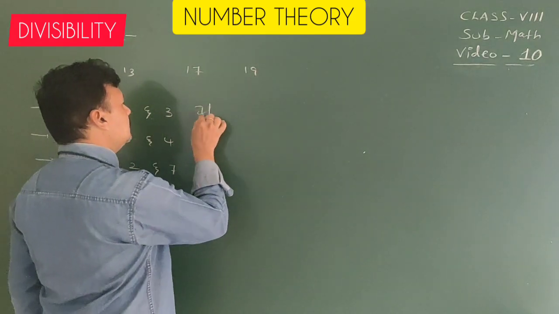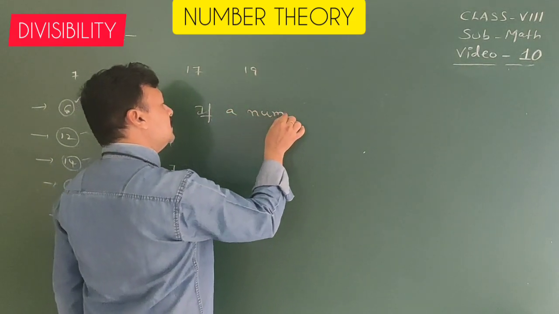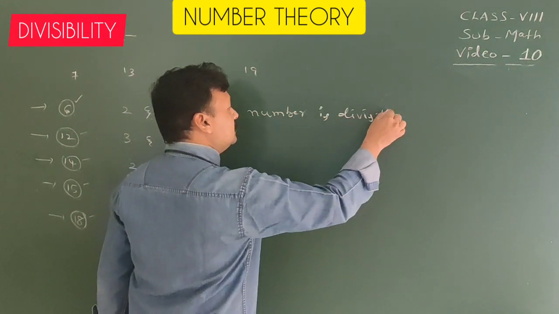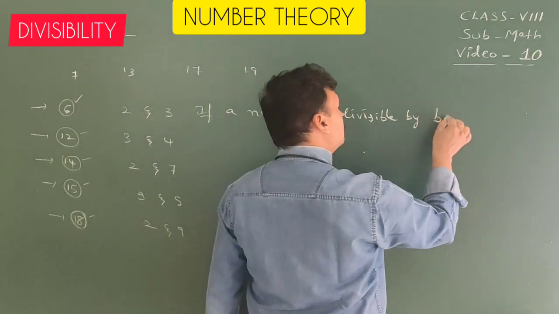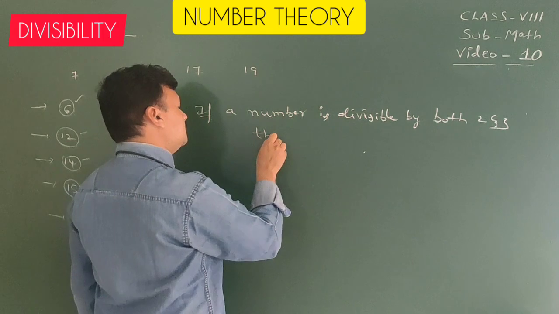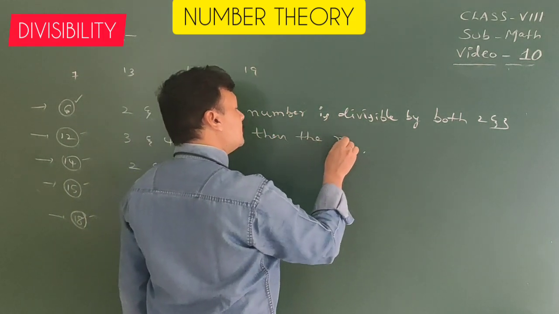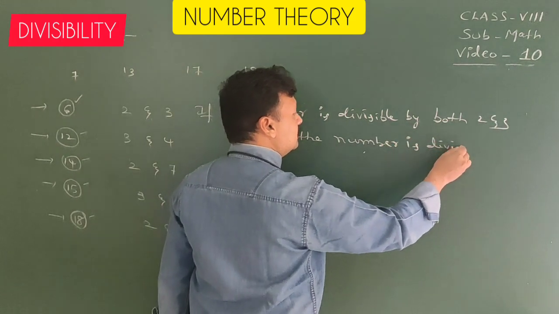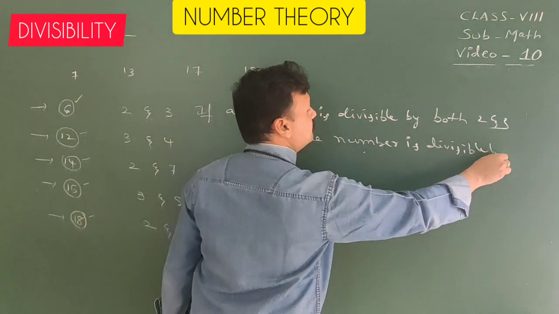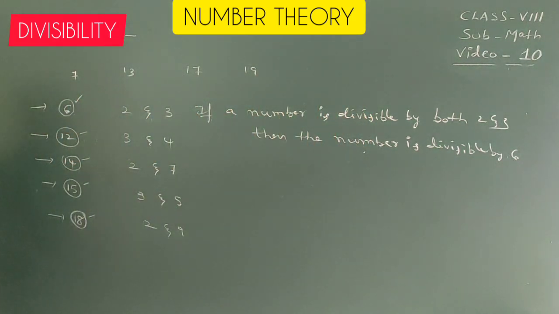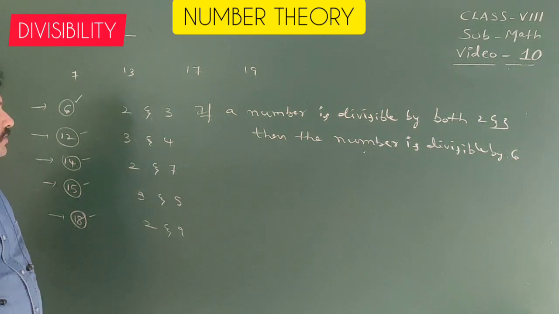That's one side. If a number is divisible by both 2 and 3, then the number is divisible by 6. Okay, if a number is divisible by both 2 and 3, then the number is divisible by 6.